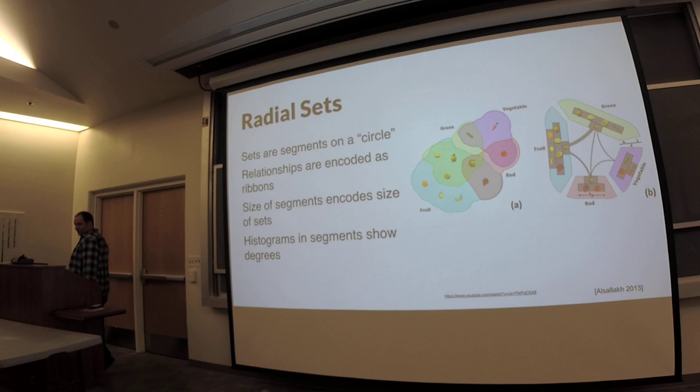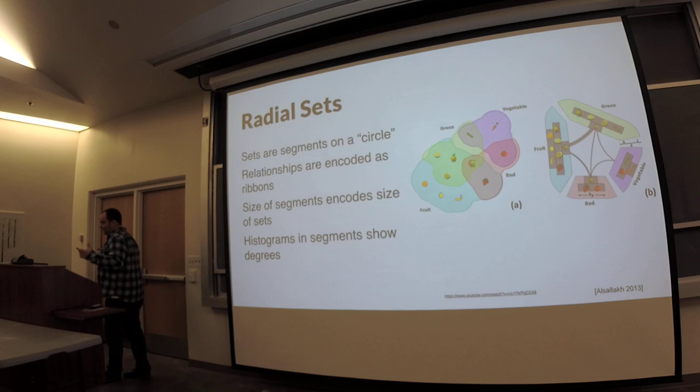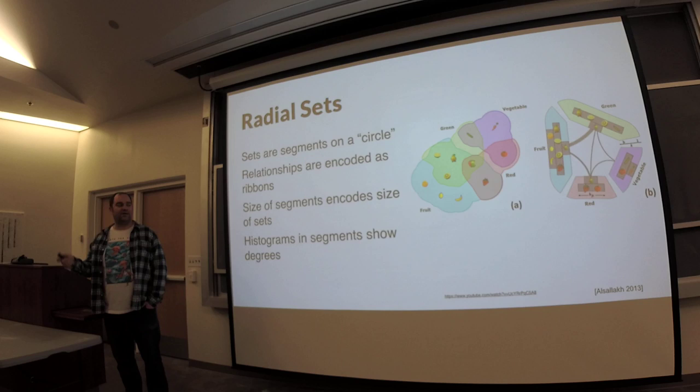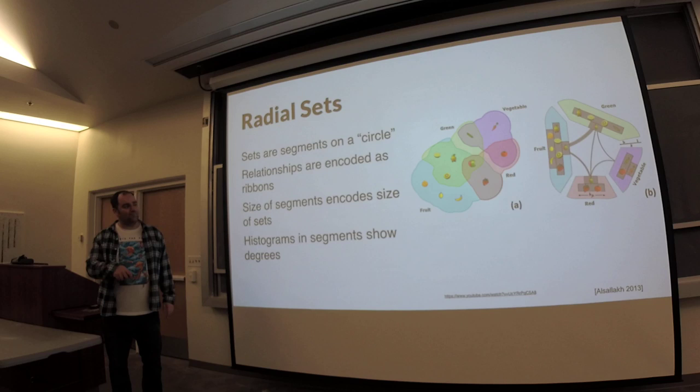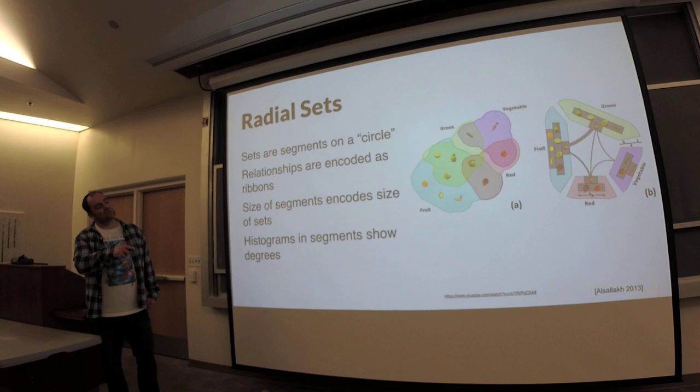Another idea is using arcs. Here we have a technique called radial sets, and the fundamental idea is that the sets are segments on a circle and relationships between the sets are encoded as ribbons. As you can imagine, this works best for pairwise intersections, but doesn't work all that well for higher order intersections. They have some methods to do that, but it looks fairly tricky. And in this particular method, they also show the histogram of how many co-occurrences are at degree one, at degree two, at degree three, with different elements.